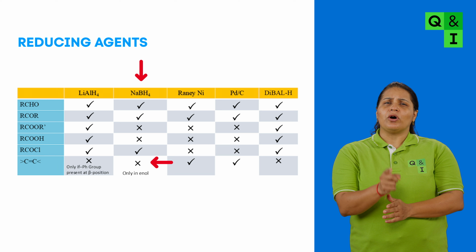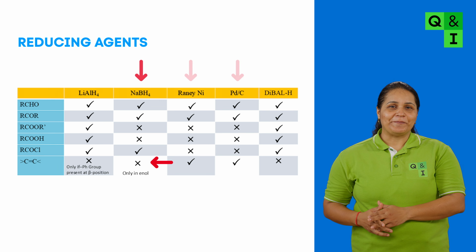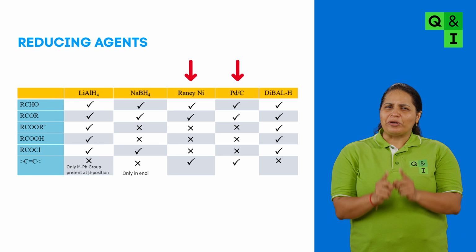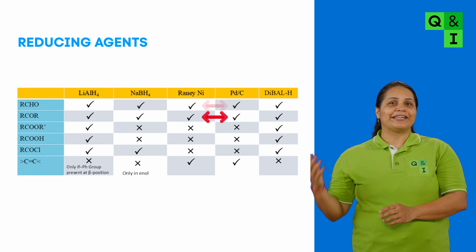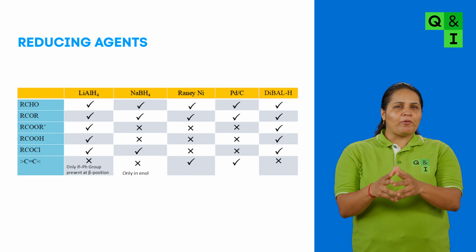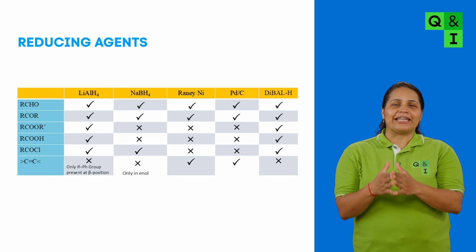But double bond only in enal. Raney nickel and pelletized charcoal can only reduce aldehydes, ketones and double bond. A very important concept for your JEE and NEET exam.